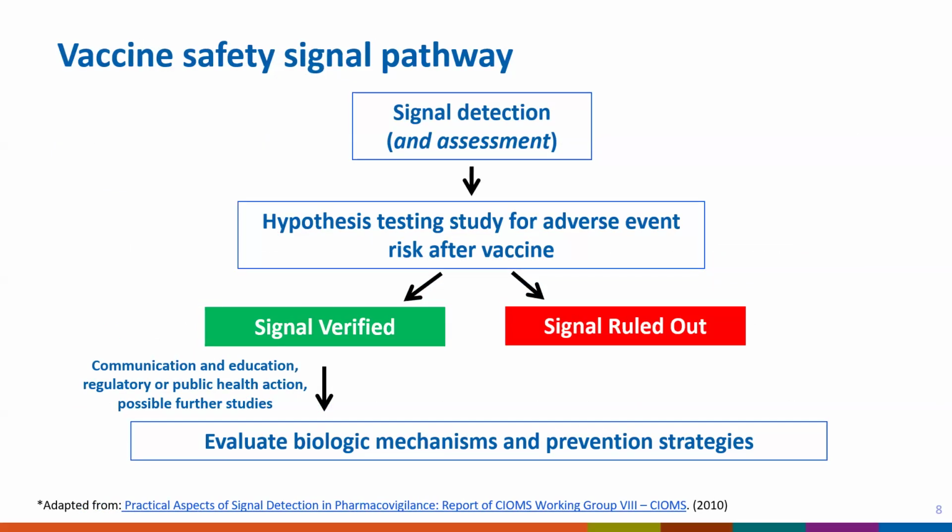And so here's the vaccine safety signal pathway that we use. So first, we monitor and analyze data to identify a signal. If the signal is identified, we conduct a formal hypothesis testing analysis to assess causality. Then if the signal is verified, we evaluate possible biologic mechanisms and develop prevention strategies. And such strategies often involve immunization recommendations and policies, like restricting vaccination to certain age groups, if an age group is at particularly high risk for an adverse event, or it may even involve pulling the vaccine from the market.